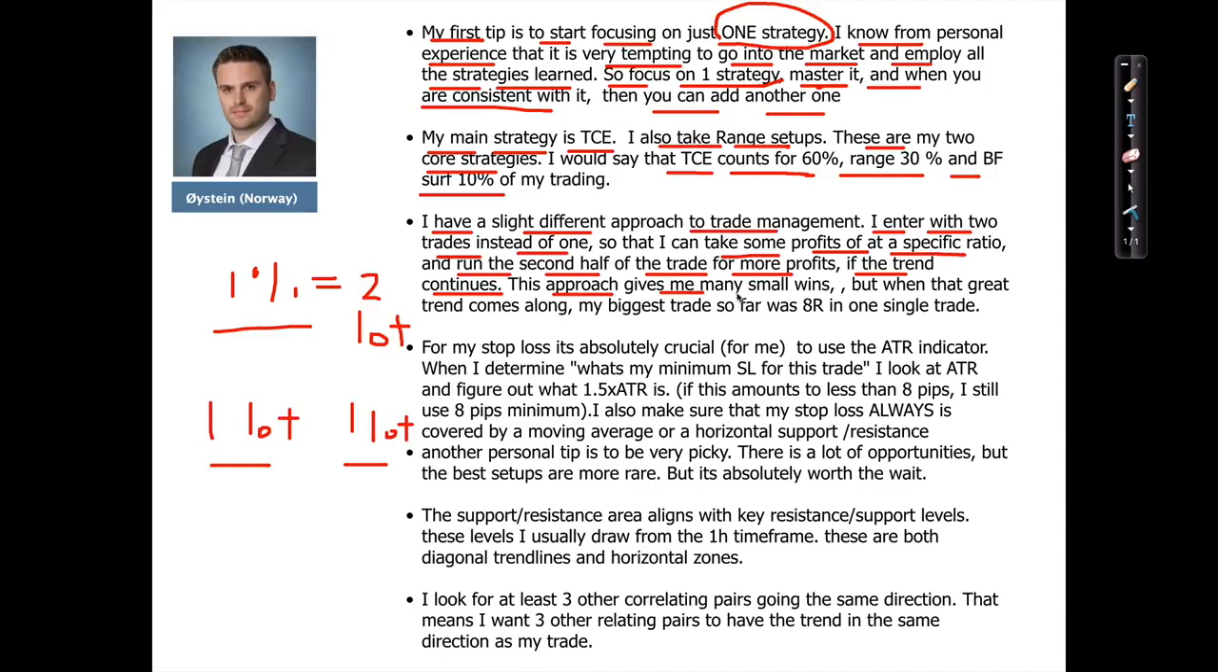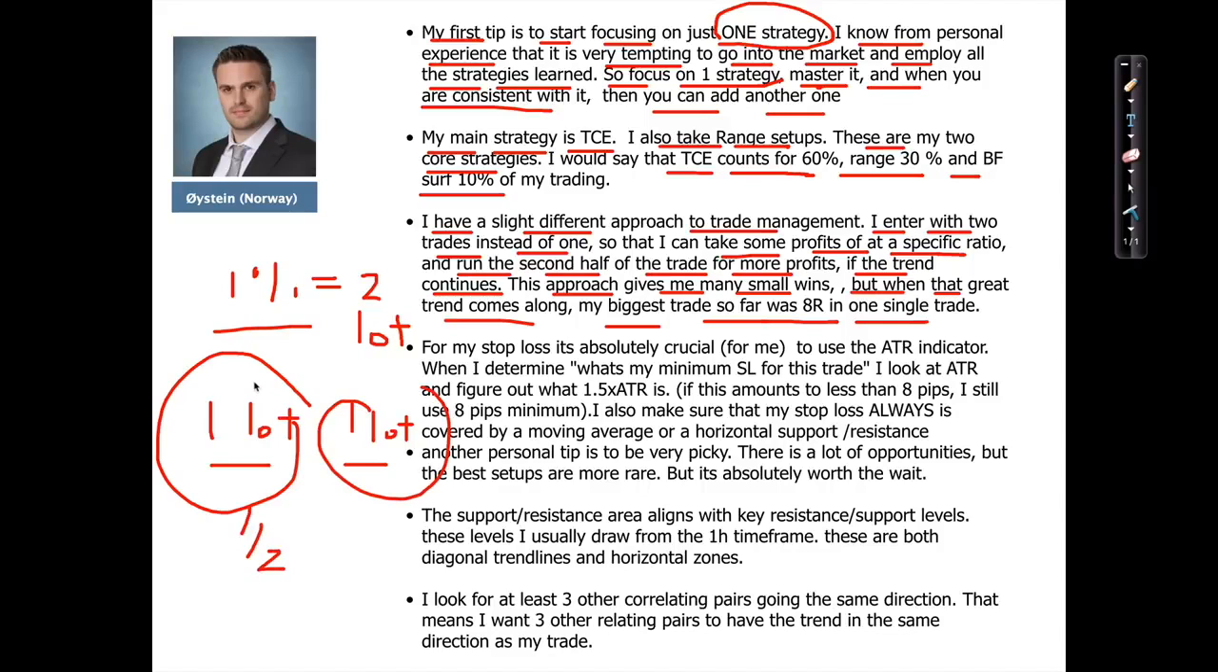This approach gives me many small wins, but when I have that great trend, my biggest trade so far was 8R in one single trade. So if I'm not wrong, for half his trade, he takes profit at 2R or maybe 1.5R. You can clarify with him on the chat group. And for the other half, he doesn't have a profit target. He lets it run, and I think he watches it and puts a trailing stop loss.